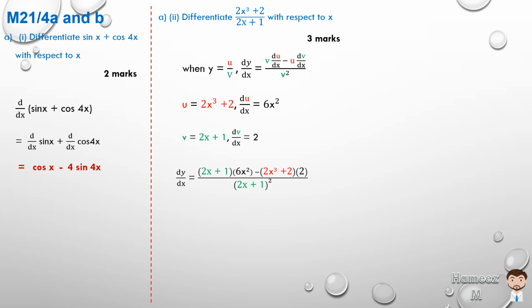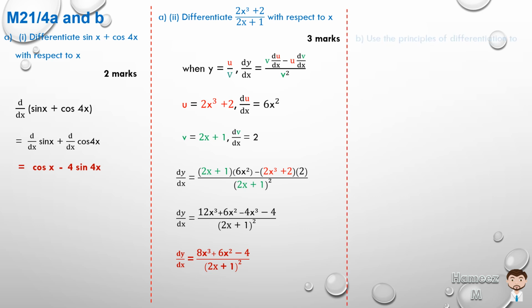And now we can expand the numerator, so that will give us 6 by 2 is 12x cubed, plus 6 by 1 is 6x squared, minus 2 by 2 is 4x cubed, minus 2 by 2 is 4, all over (2x plus 1) squared. And we can simplify, so that will give us dy/dx is equal to 12 minus 4, 8x cubed, plus 6x squared minus 4, all over (2x plus 1) squared.